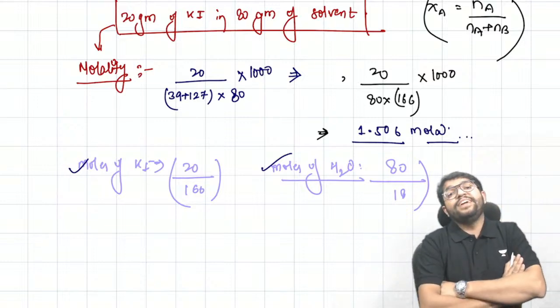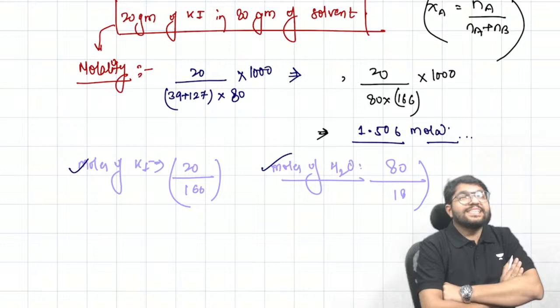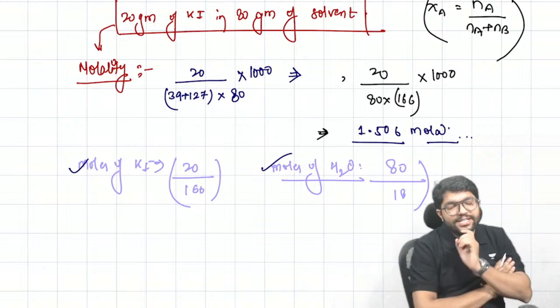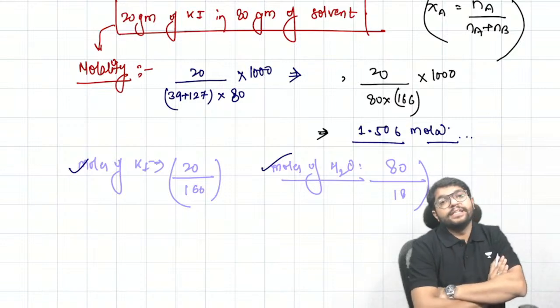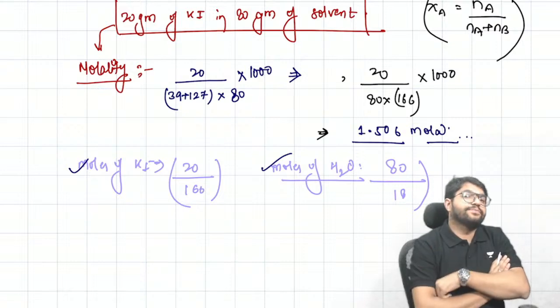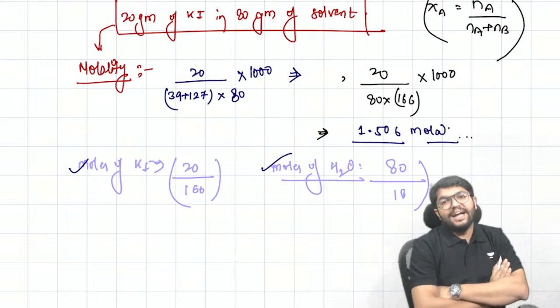When we have both of these, you can always calculate the mole fraction. Mole fraction is the ratio of the moles, nothing else. My moles upon total moles is my mole fraction. Not a doubt, and very important concept also.